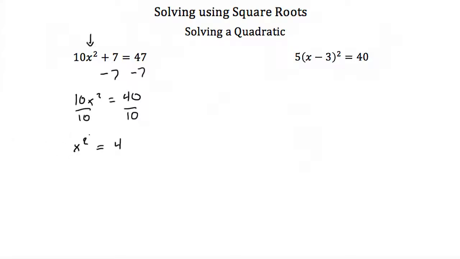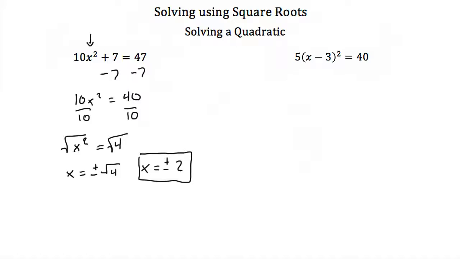Now to get rid of this square, we're going to square root both sides. Now if you square root a square, that means you get x is equal to the plus or minus square root of 4, which is just 2, so we have x is equal to plus or minus 2. And this would be our solution. Or you could write it as x is equal to 2 or negative 2. Remember, both of these work because if we plug in a negative for our square term, it goes positive. And again, if we plug in our positive, it stays positive. So our solutions then are x is equal to 2 or negative 2.